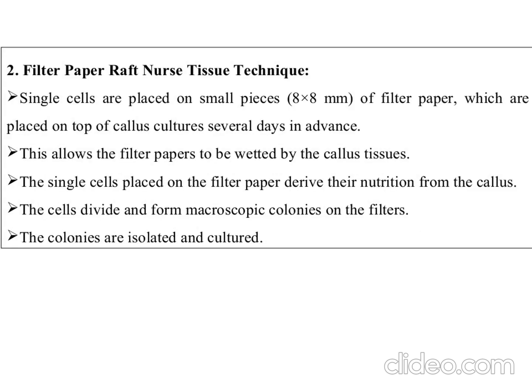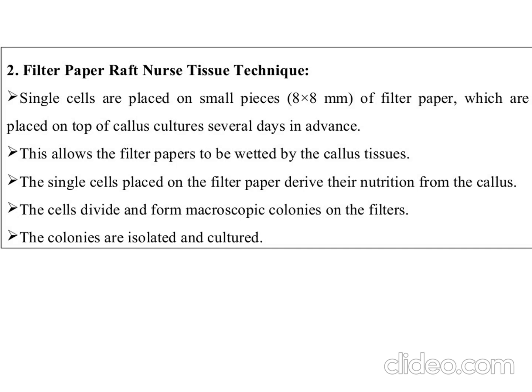In the second methodology, we use the filter paper raft nurse tissue technique, in which single cells are placed on small pieces of filter paper, usually 8 by 8 millimeters in size, which are placed on top of a callus culture several days in advance. This allows the filter paper to be wetted by the callus tissue. Generally, we take the culture bottle having callus tissue and put the sterilized 8 by 8 mm filter paper onto the callus, which causes the filter paper to get wetted.